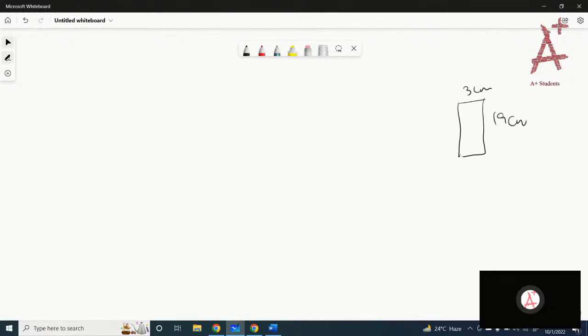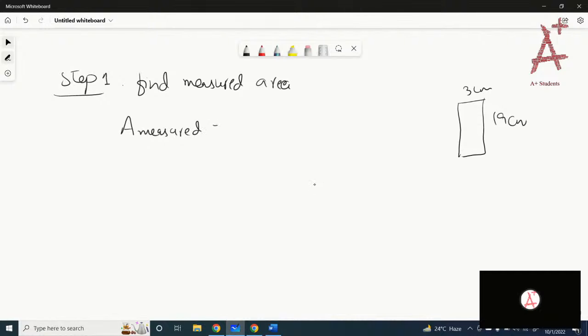So step one is we have to find the measured area. The area of the rectangle is length times width, so just multiply the values, 19 times 3, so it would be then 57. Okay, step 2 is find the minimum and maximum area.